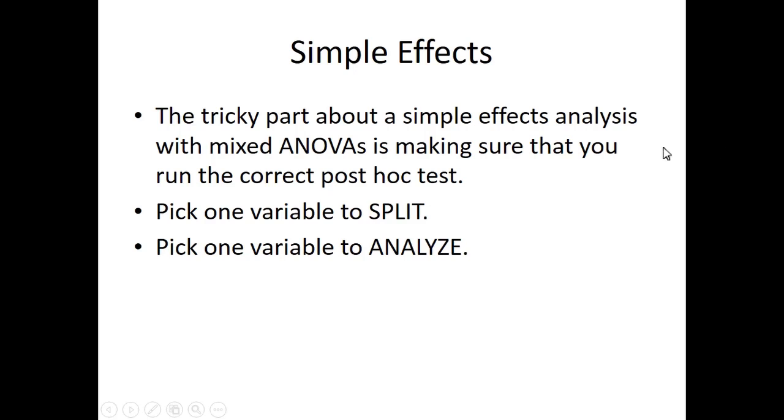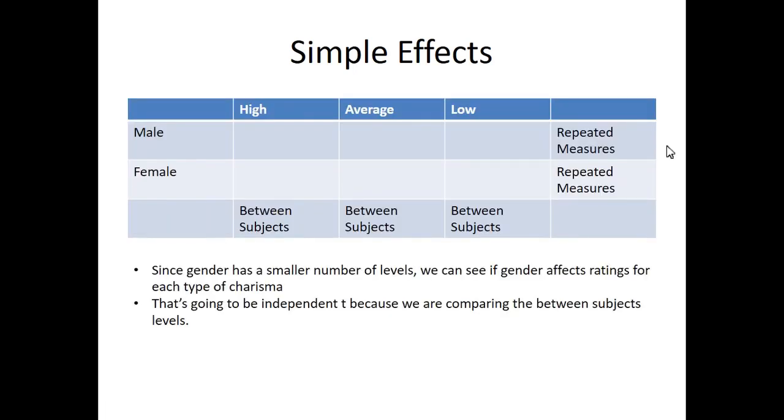So we're going to pick one variable to split and one to analyze. The idea behind this chart is, if I say I'm only looking at guys, that's repeated measures, because I'm comparing the levels here. The guys have rated all 3 charisma conditions. Same with females. If I split this way and compare high, average, and low, I'm comparing men to women, and that's between subjects. You don't have to make yourself one of these charts. I'm just trying to show you that depending on which way you split, you have a different test.